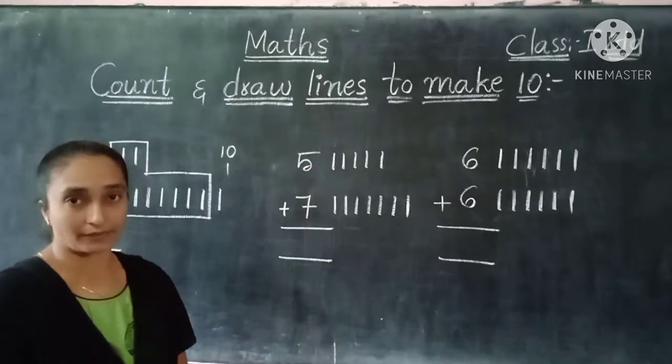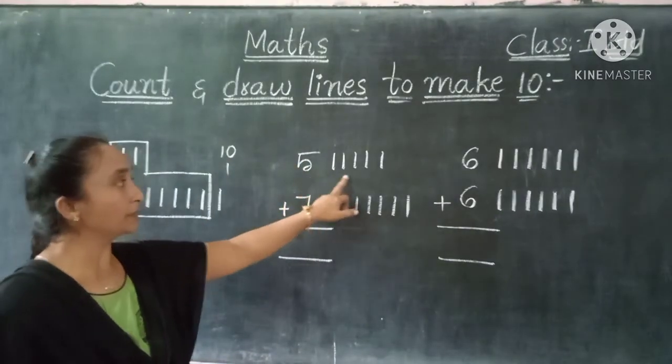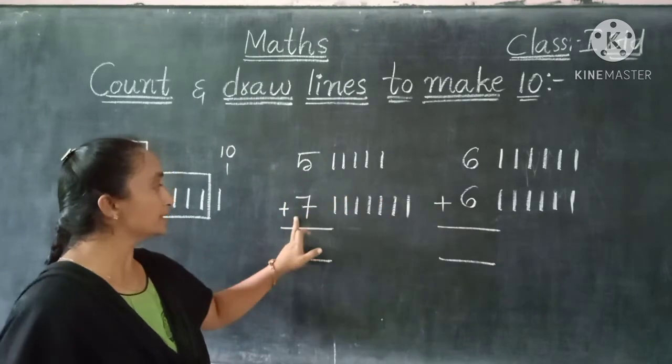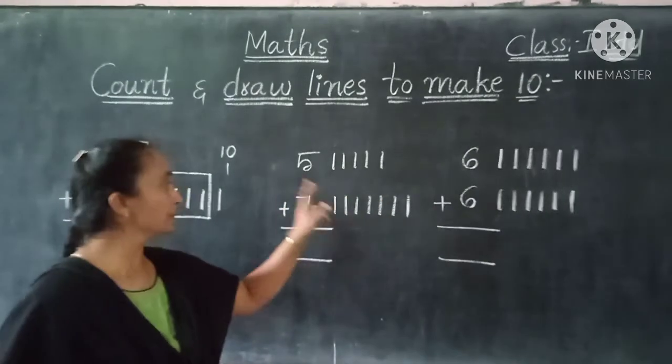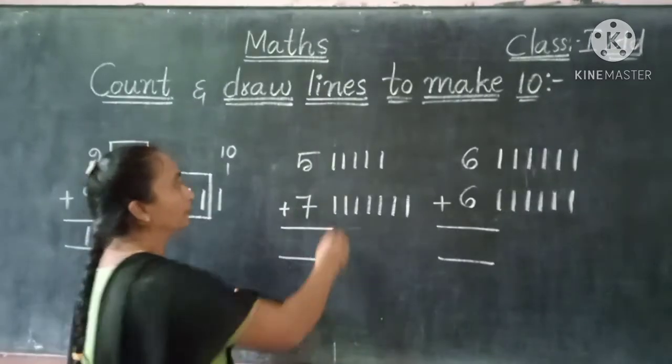So here 5 plus 7. So children, here we have the 5. So 5 lines we have drawn, 7. So here we have the 7 lines. Now let us make it as a 10.